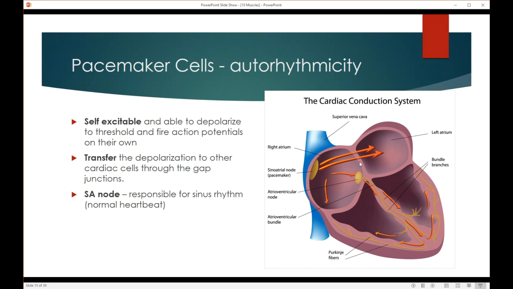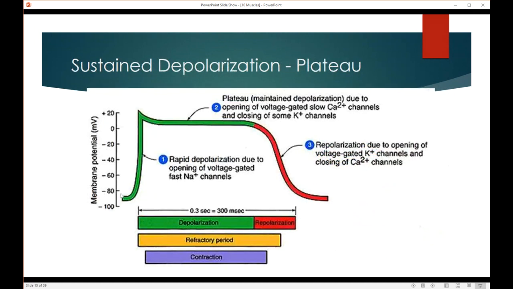The atrioventricular node is right here. These are the atria. These are the ventricles. So it's right here at the atria and ventricle connection. Okay. Then they go to what's called the bundle branches, and then out from there to the Purkinje fibers. And that allows it to depolarize through so that we can get the depolarization to travel and then cause the heart to contract.